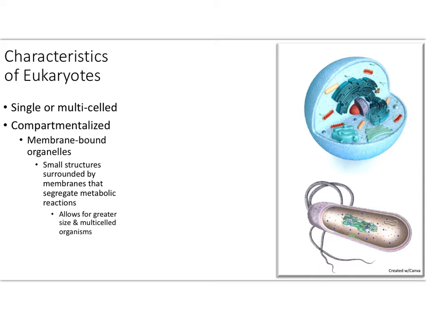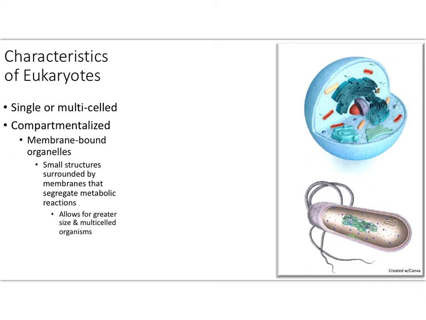Compartmentalization allows for a couple of things that prokaryotes can't do. One is that it allows for the cells themselves to be bigger. If you were to look at a eukaryotic cell and a prokaryotic cell right next to each other on the same slide under a microscope, you would find that almost all the time the eukaryote is bigger than the prokaryote. And part of the reason for that is because of the compartmentalization of eukaryotes.